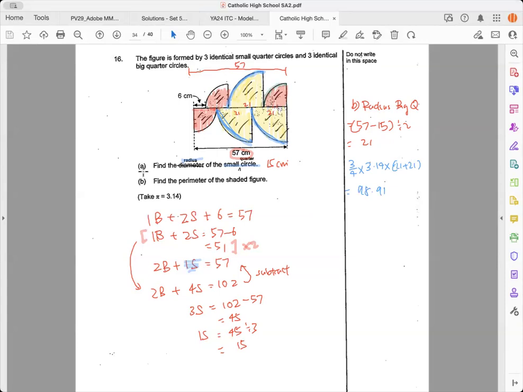This plus this plus this, okay? There'll be 3/4 multiplied by pi, 3.14, multiplied by the diameter of that, which is radius of two small circles. We found here 15. So it's 15 plus 15. I'll get 70.65.